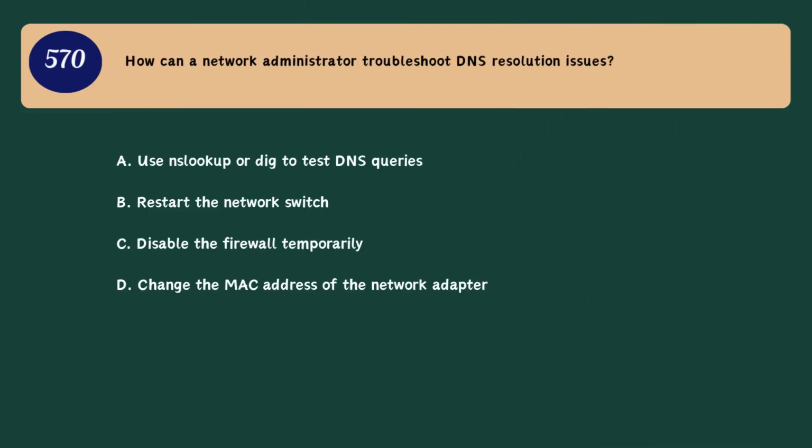Question 570. How can a network administrator troubleshoot DNS resolution issues? A. Use nslookup or dig to test DNS queries. B. Restart the network switch. C. Disable the firewall temporarily. D. Change the MAC address of the network adapter.